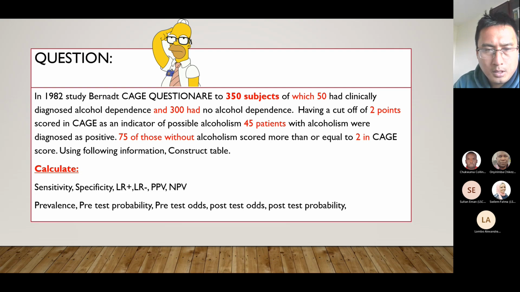So 2 minutes is up. Has anyone made a 2 by 2 diagram? Chika, have you made a 2 by 2 diagram? I'm still struggling to. I think for me, I put alcohol dependence and no alcohol dependence on top, and I put the CAGE on the vertical side.